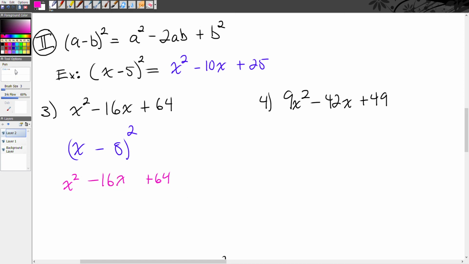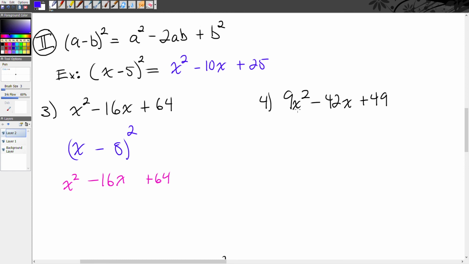All right. Number 4, go ahead and pause it and see if you can answer this on your own. All right. So if I look at 9x squared, that's a perfect square. If I look at the end, 49, that's a perfect square. The middle is negative. So this is probably an a minus b squared situation.